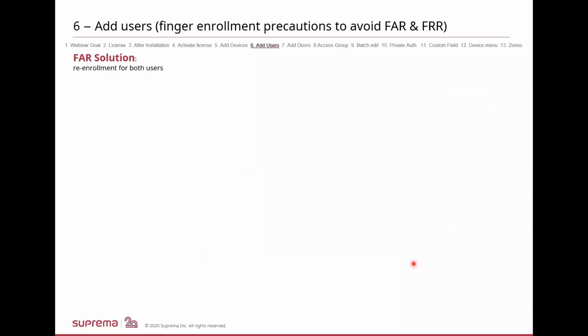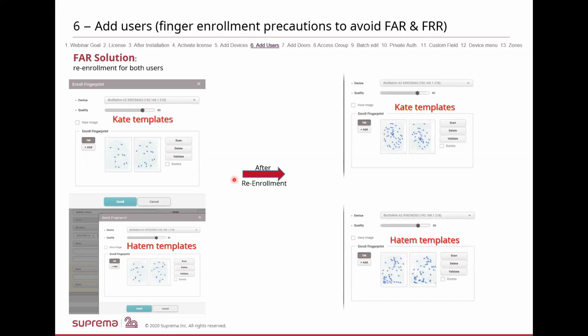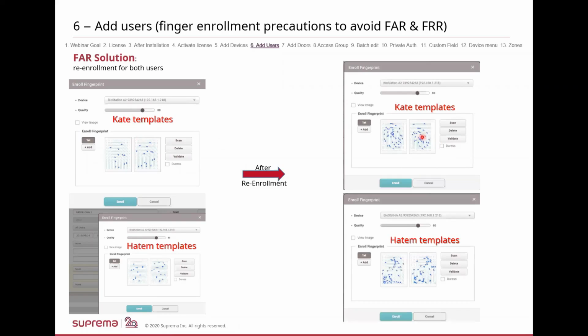So in order to solve this, what is the solution? Simply, we need to re-enroll both users. Why? Because this is Kate's template at the moment. This is how it looks, and this is Hatem's template, where they are almost similar. But after the re-enrollment, Kate's template becomes a real template, and Hatem's template becomes a real template. You can see the differences. It is a massive difference between both of them.